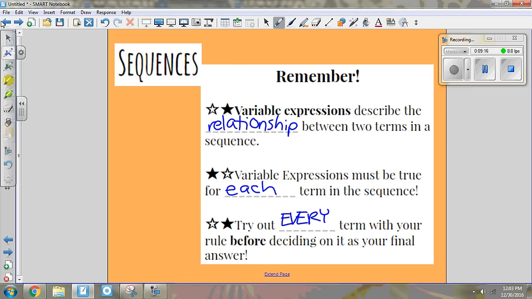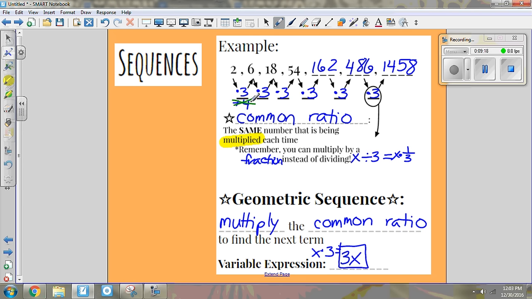So remember, back when we were doing this one here, I saw that plus 4 would work, but I had to try it out for every single one. So I was able to rule this one out because it did not work for the next term. So plus 4 was not a good rule for this geometric sequence. I needed to use the multiplying by 3.